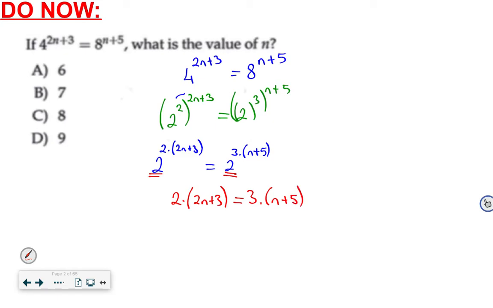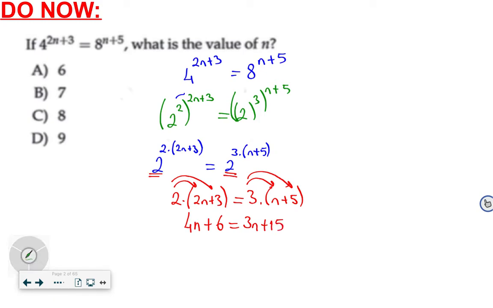To be able to solve this equation, you need to distribute 2 into the parentheses. You need to distribute 3 into the parentheses. After that, 4n plus 6 will be equal to 3n plus 15.